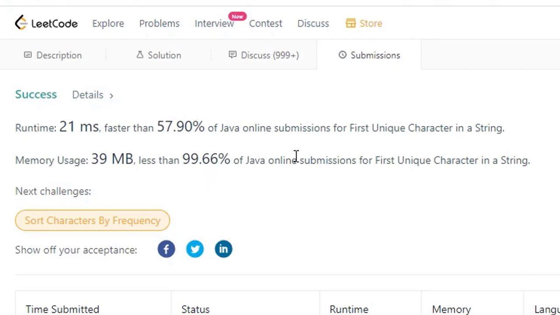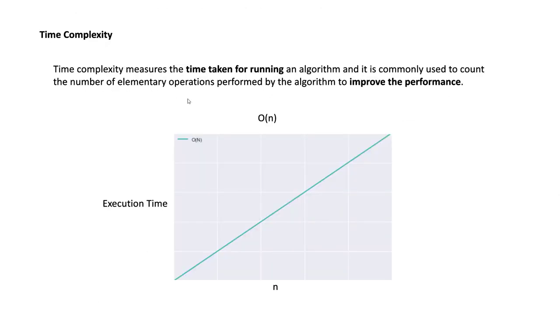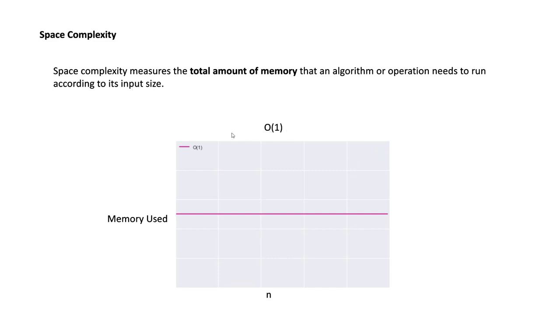Alright, so let's look at the time and space complexity. Time complexity is O of n. Because we have 2 for loops that we have to go through, it's O of n. The longer the input string is, the longer it's going to take to go through those for loops. The space complexity is actually O of 1. There are only 26 letters in the English alphabet. And so the hash map that we create will never have more than 26 different letters inside it.